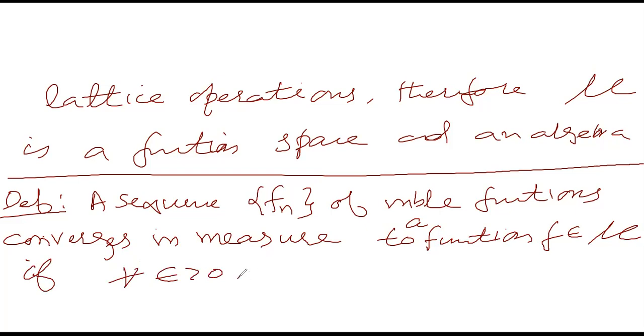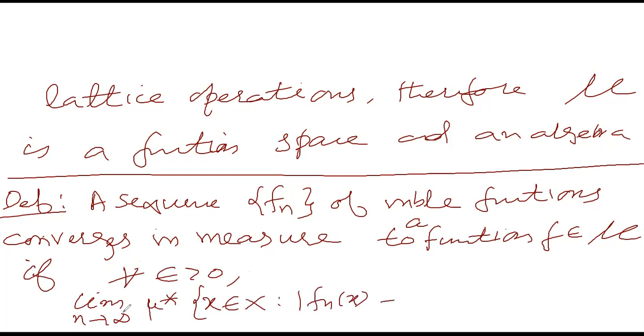if for all epsilon positive, the limit as n approaches infinity of mu star of the set of x belonging to X such that the modulus of fn(x) minus f(x) is greater than or equal to epsilon is equal to zero. If for all epsilon positive this limit is zero, then we say this sequence fn converges in measure to this function f.